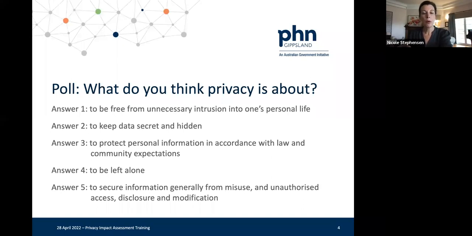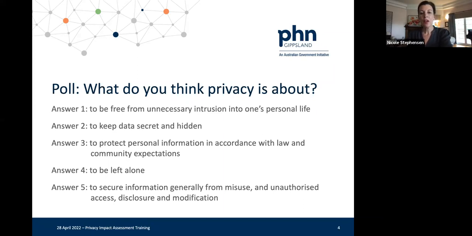What do you think privacy is about? In this particular poll question, you can only choose from one of the answers. So please choose the one that seems to fit best from your perspective. I'll give everyone about 30 seconds or so to answer the question, and then we'll move on.